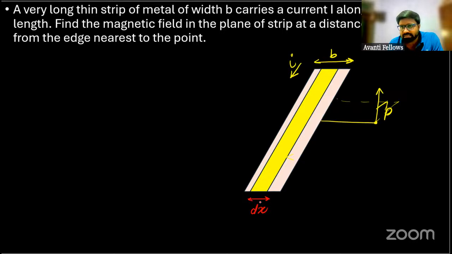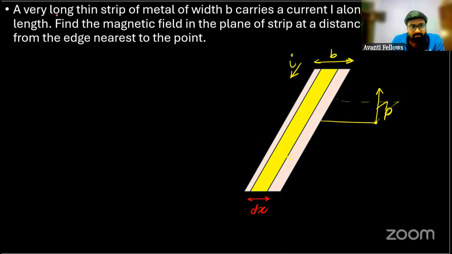Make sure the ink is visible to you. So we consider a width dx because we have to calculate the magnetic field along this width. ठीक है. So हमने एक elemental width dx का strip consider कर लिया. Now by this strip what is the current? ठीक है. What will be the value of current?